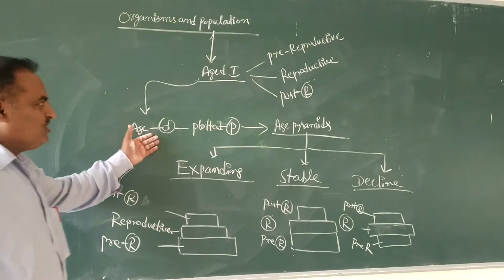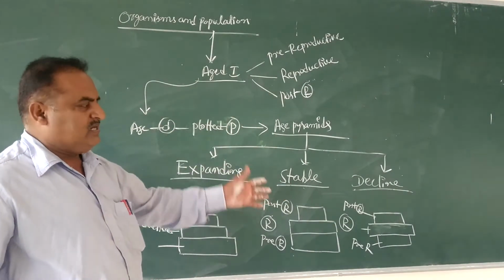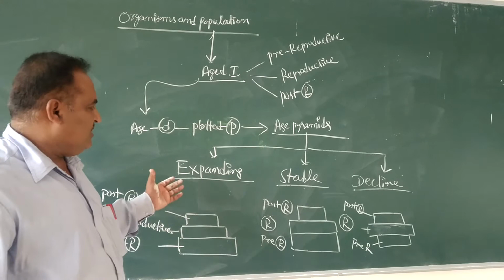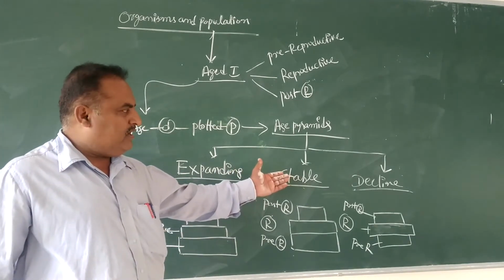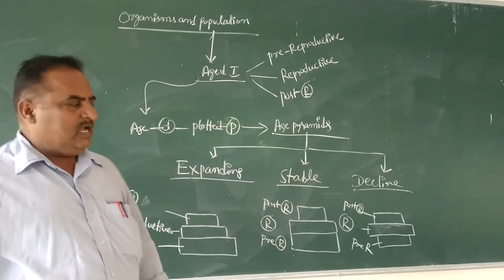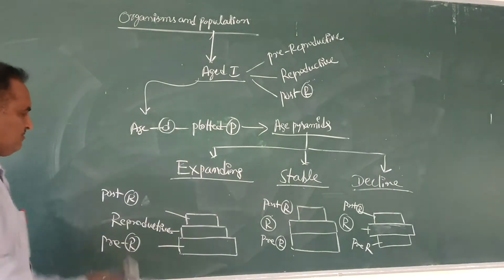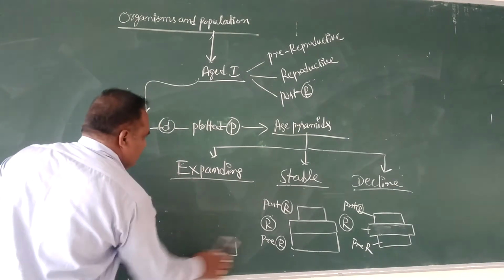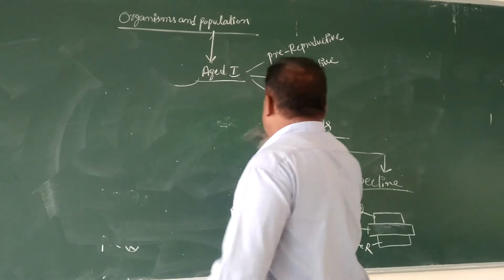The age distribution plotted in a population yields age pyramids. The age pyramids are classified into expanding age pyramid, stabilized age pyramid, and declining age pyramid.